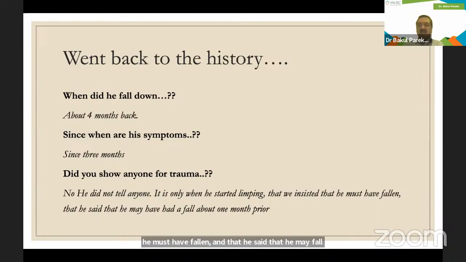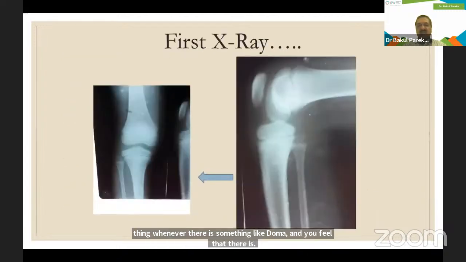So this is usually a presumed thing whenever there is something like trauma and you feel that there is some injury. First X-ray was quite normal.